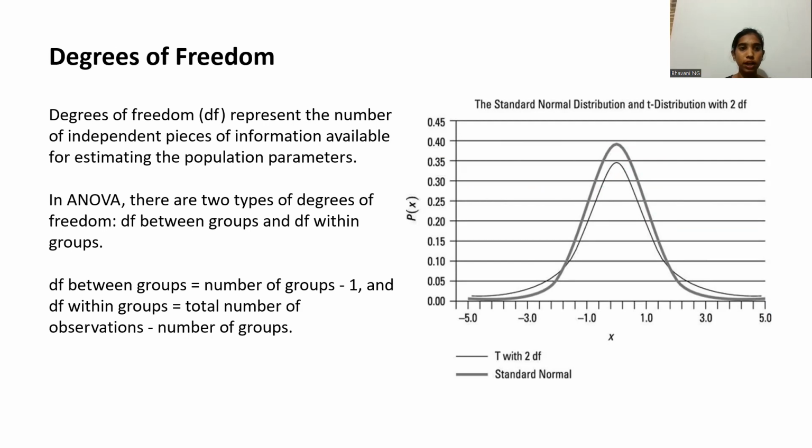Degrees of freedom. Degrees of freedom represent the number of independent pieces of information available for estimating the population parameters. In ANOVA, there are two types of degrees of freedom: between groups and within groups. Degrees of freedom between groups is equal to the number of groups minus 1, and degrees of freedom within groups is equal to the total number of observations minus the number of groups.